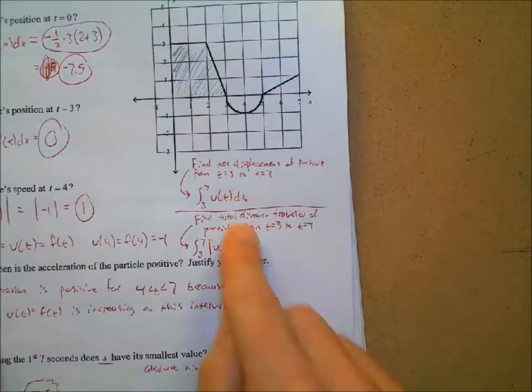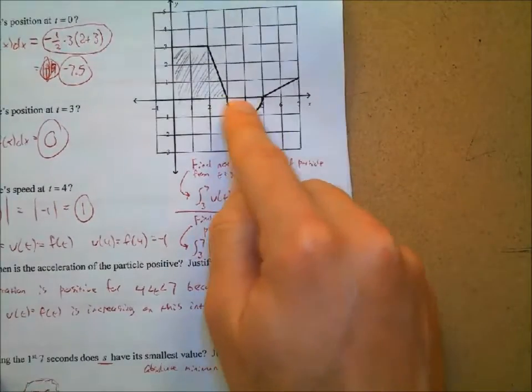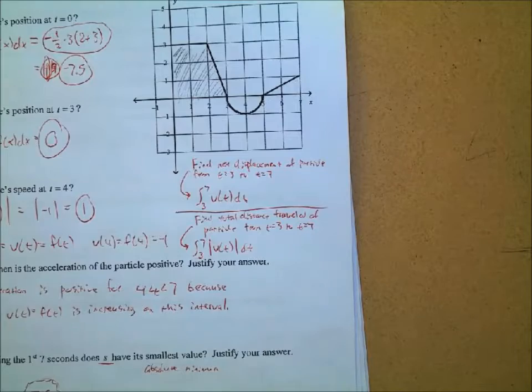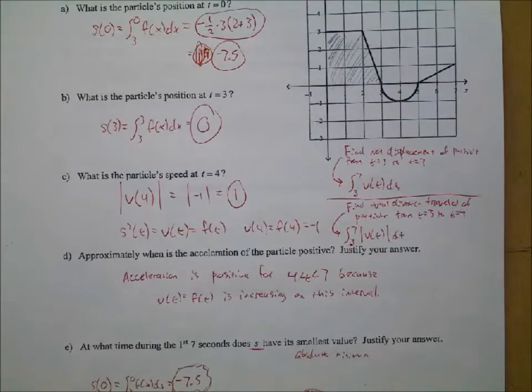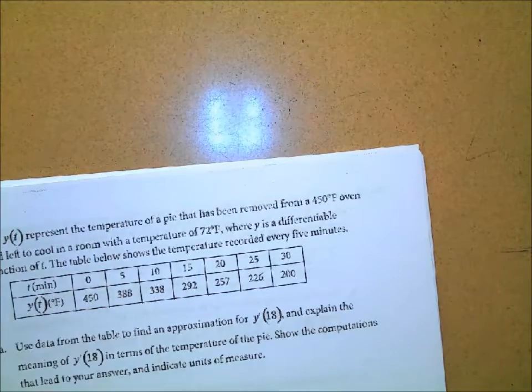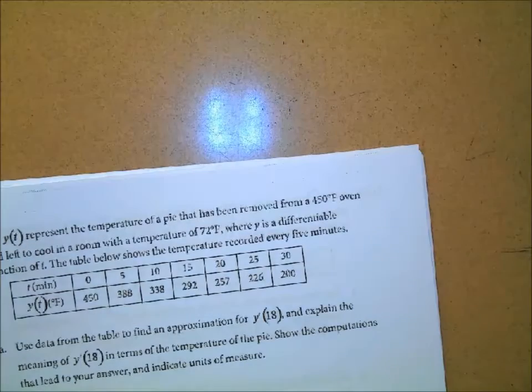For v of t, you're going to count this negative area and then add to it the positive area. That's your net displacement. For total distance traveled, you're going to make this area positive and then add on the area of the triangle. That's the difference. We'll talk some more about that too, of course. But there it is. That's all I've got for you guys today.